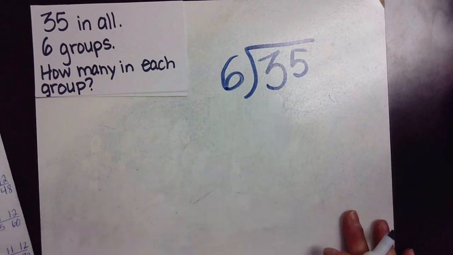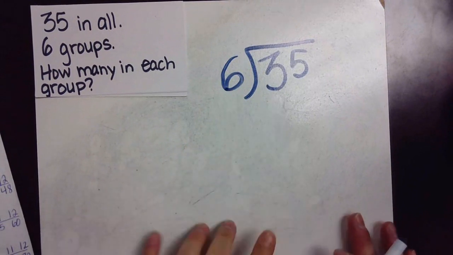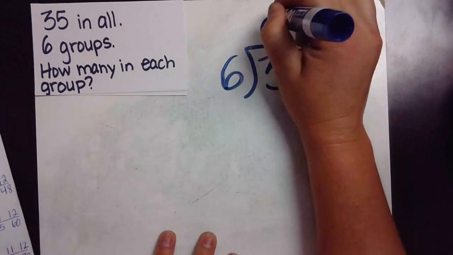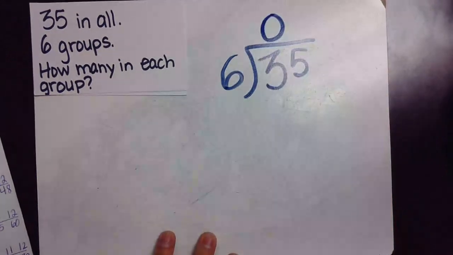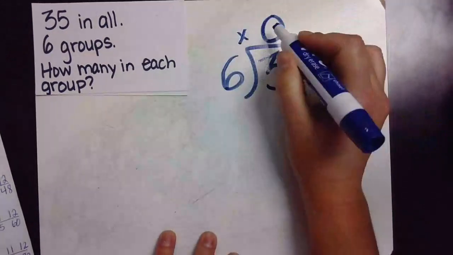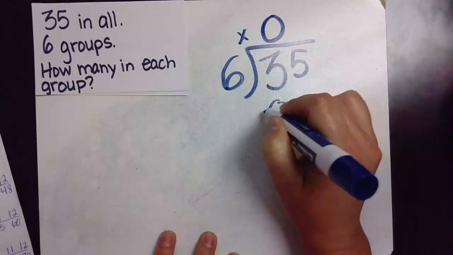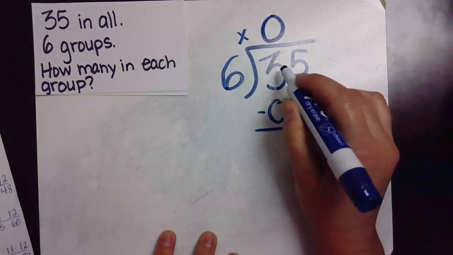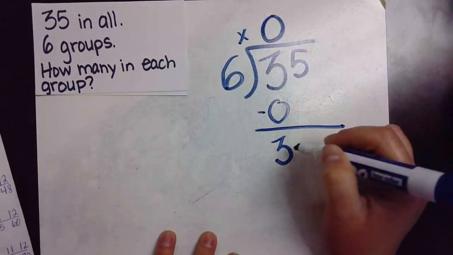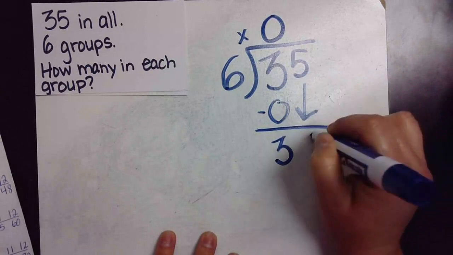Well, one group of 6 is 6, and that's already too much. So 6 cannot go into 3 because 3 is less. Divide, multiply. 0 times 6 is 0. Subtract. 3 minus 0 is 3. Subtract and bring it down.